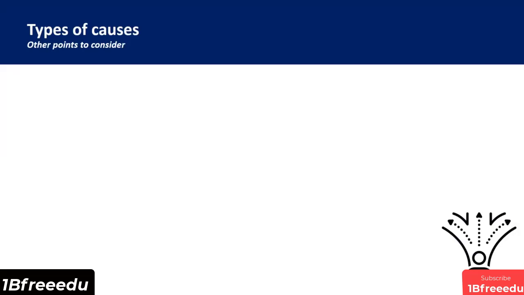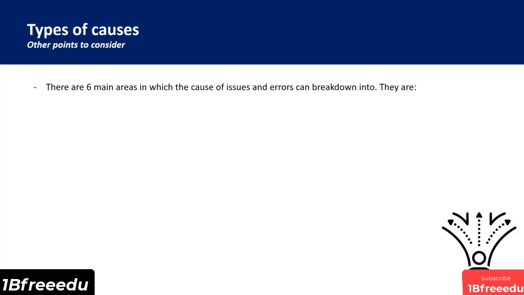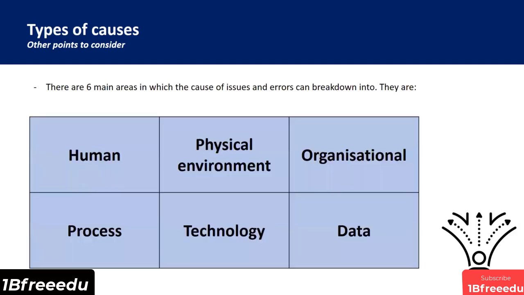So let's first of all think about types of causes. There are 6 main areas in which the cause of issues and errors can break down into. And they are human, physical environment, organizational, process, technology, and data. Now, I know what you're probably thinking. Some of these will probably merge over and mix a little bit, and that is absolutely true. But actually, when we're thinking about it from that sort of fishbone diagram, or kind of thinking through breaking these things down, these are the kind of 6 main areas in which you're going to find this.